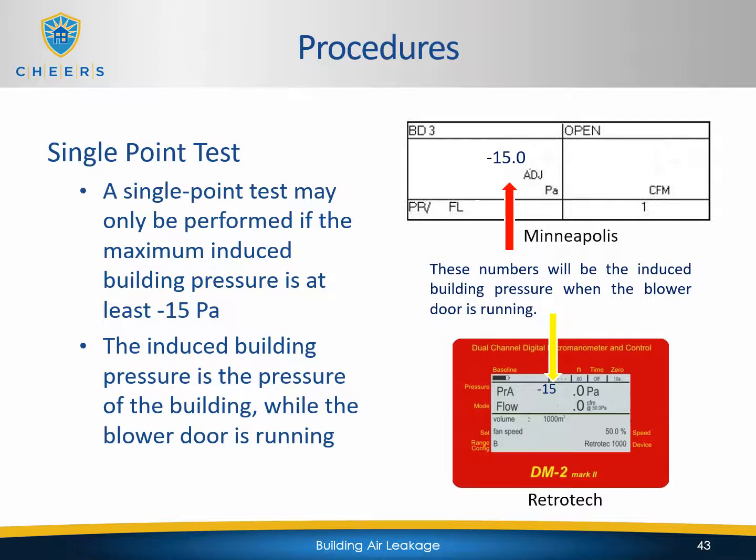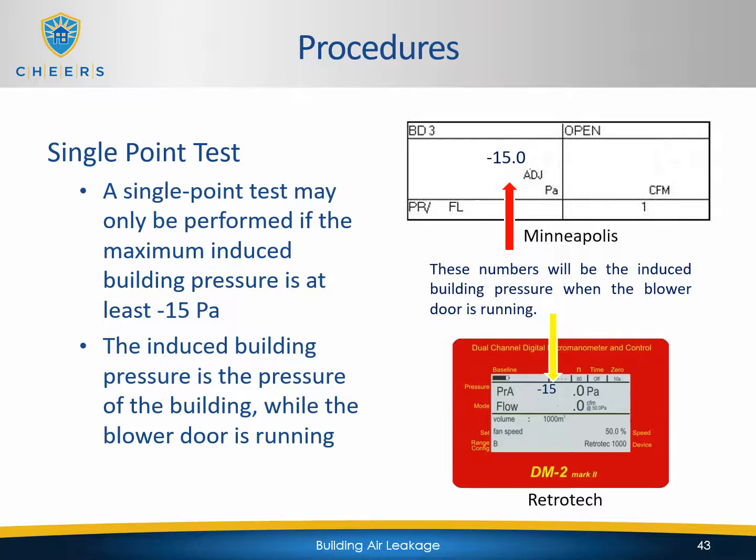So you're going to be hearing the term induced building pressure quite often during this presentation. The induced building pressure is the pressure of the building while the blower door is running. So basically, when we talked about the fact that we're going to be depressurizing the house to -50, -50 is our goal for induced building pressure. We want to get it all the way to -50.